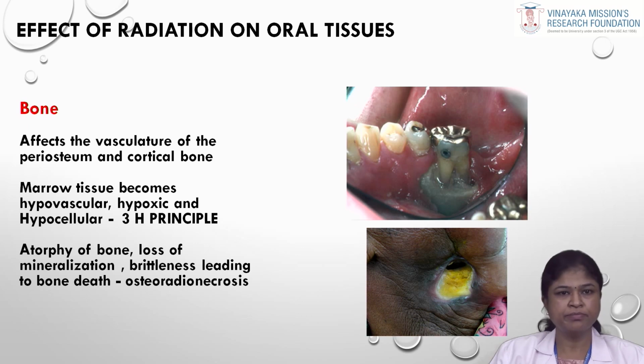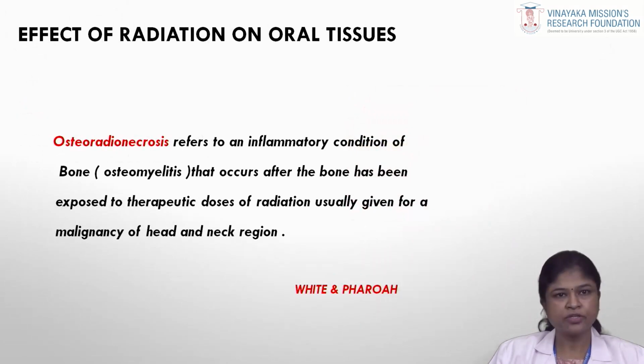In addition, the endosteum becomes atrophic, showing a lack of osteoblastic and osteoclastic activity, which leads to bone death and osteoradionecrosis. So what is osteoradionecrosis? Osteo is bone, radio is radiation, necrosis is death of the bone. As per the definition given by White and Farrow, osteoradionecrosis refers to an inflammatory condition of the bone, which is osteomyelitis, that occurs after the bone has been exposed to the therapeutic doses of radiation, usually given for malignancies of the head and neck region.